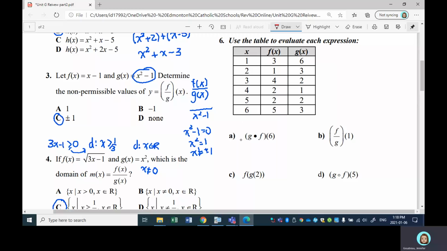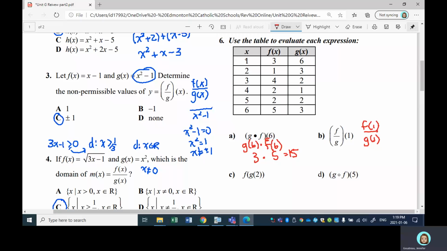So for A, we have g times f at 6. Keep in mind, this means the same as g at 6 times f at 6. And we can find both of those values from the table, just like we would be able to find both of those values from a graph. g at 6 is 3, f at 6 is 5, 3 times 5 is 15. So that would be our answer there. And if we were graphing it, then at our function at x equals 6, we'd have a y value of 15. f over g at 1 just means the same as f at 1 over g at 1.